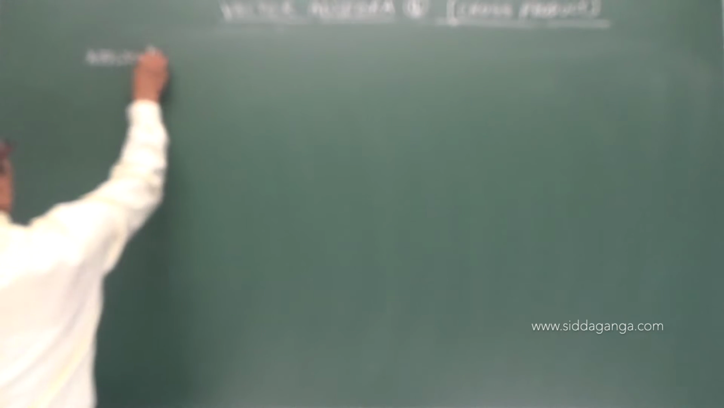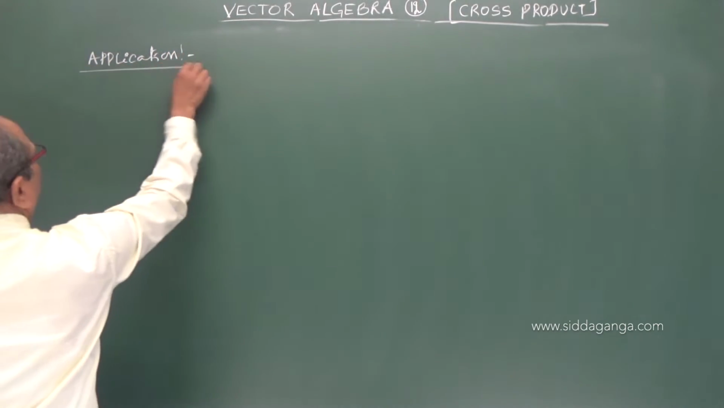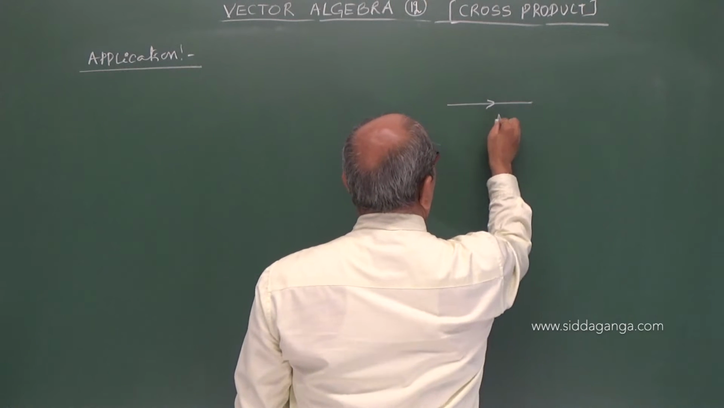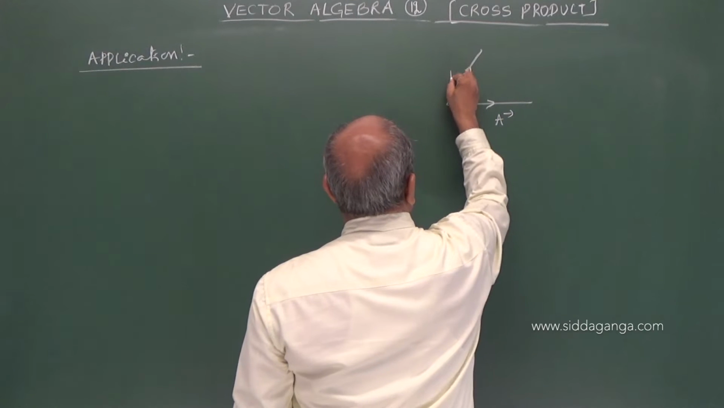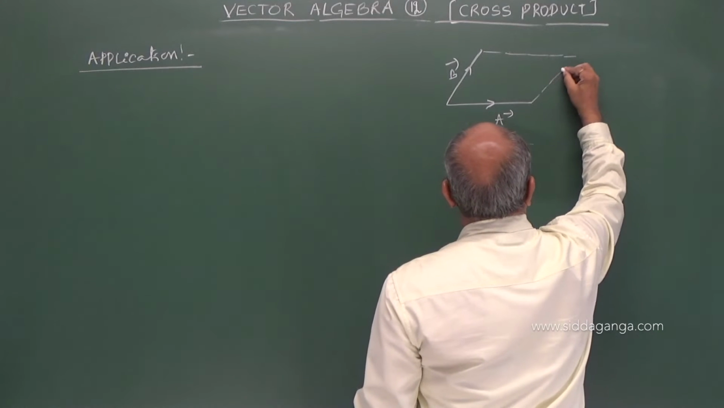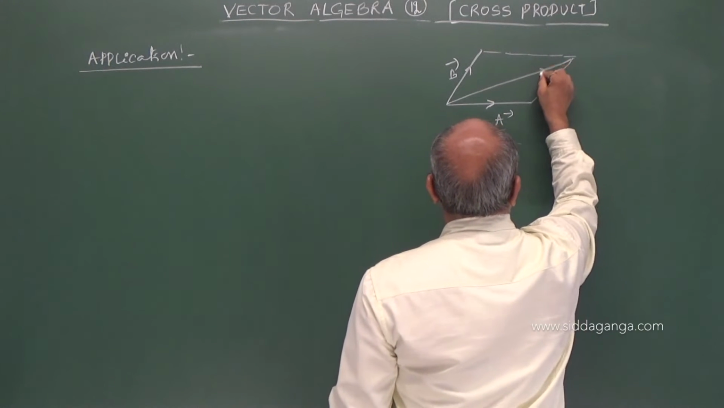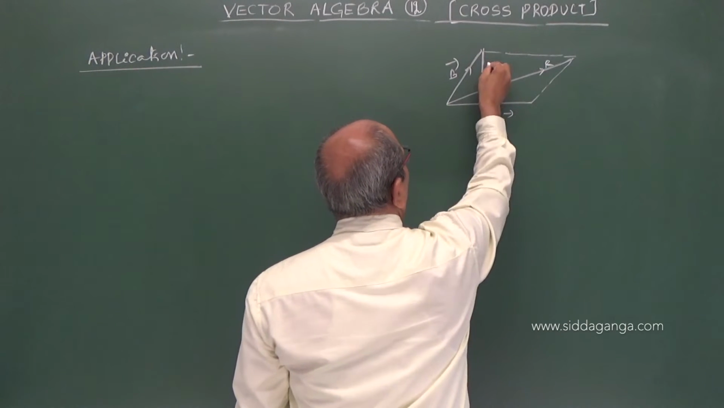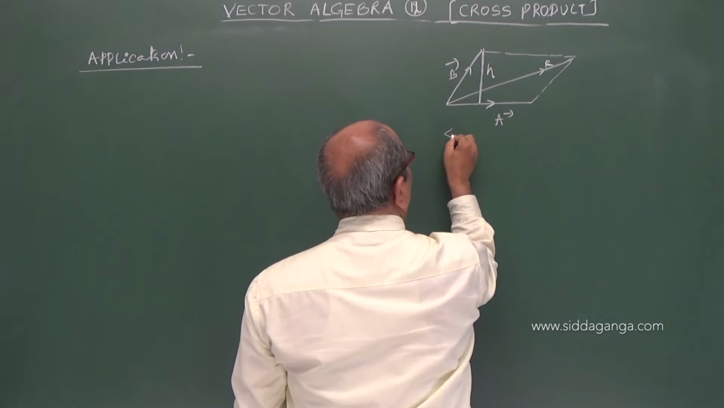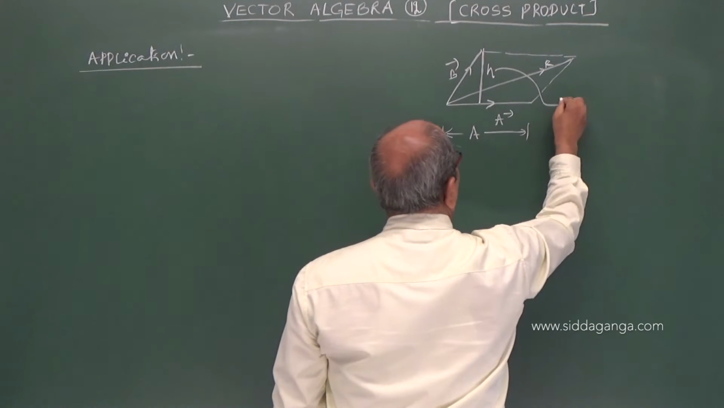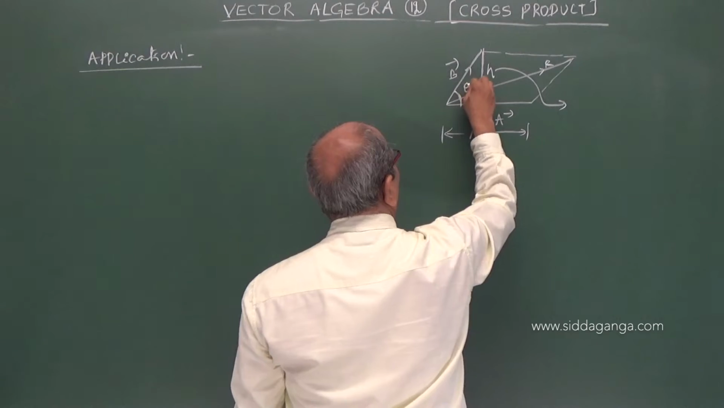Some applications I'm coming to. Let us see, there is a vector A and another vector B. You studied the parallelogram to get the resultant R. But you know the area of that. If I call the height H and this magnitude vector A, what do you write for H if theta is the angle between them? Tell me.